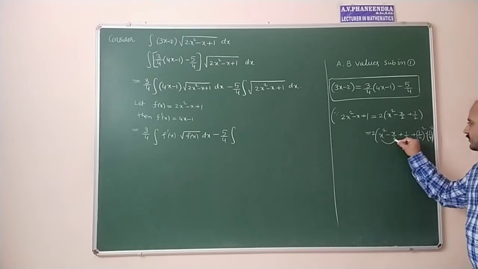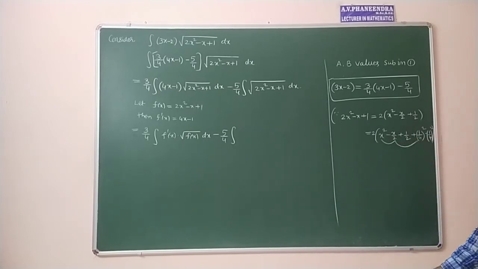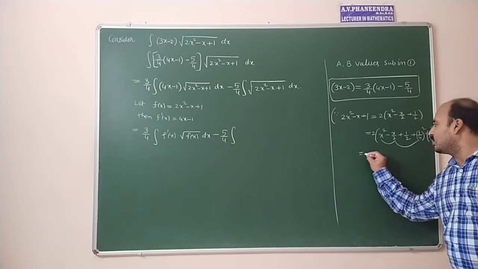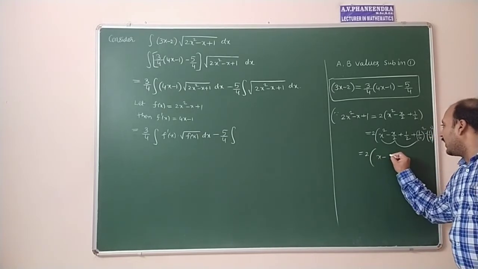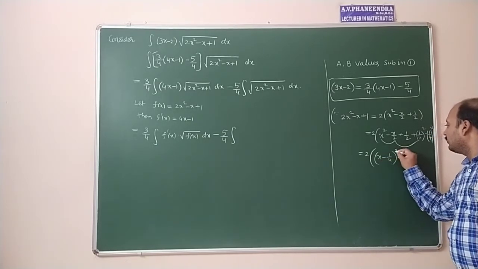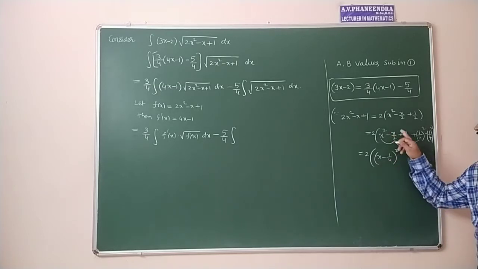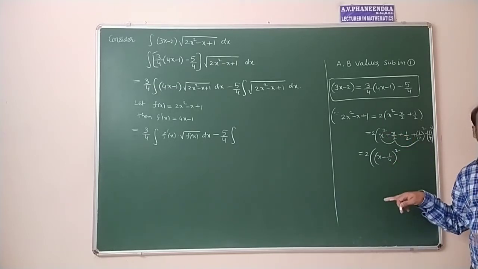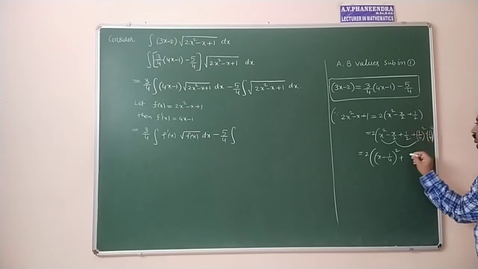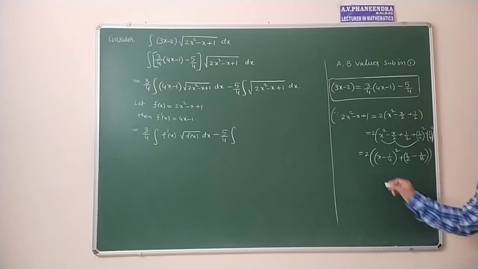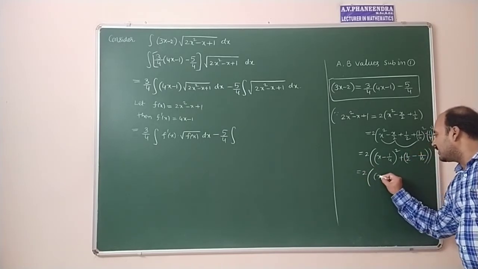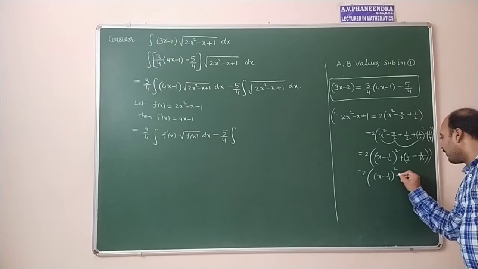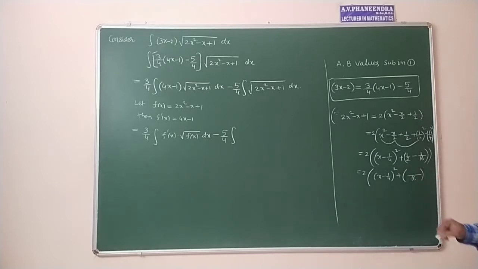x square minus x by 2 plus 1 by 4 whole square is the a minus b whole square expansion, that is equal to 2 into x minus 1 by 4 whole square. If the x coefficient is negative, a minus b will come. If the x coefficient is positive, a plus b whole square. Like this you have to remember. Plus 1 by 2 minus 1 by 16. Here LCM is 16, 2 eights are 16, so in the next step 7 by 16 will come.